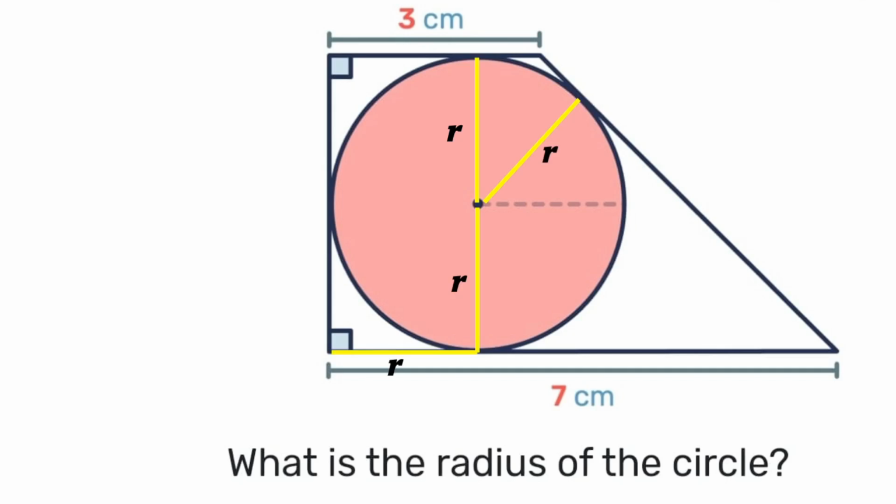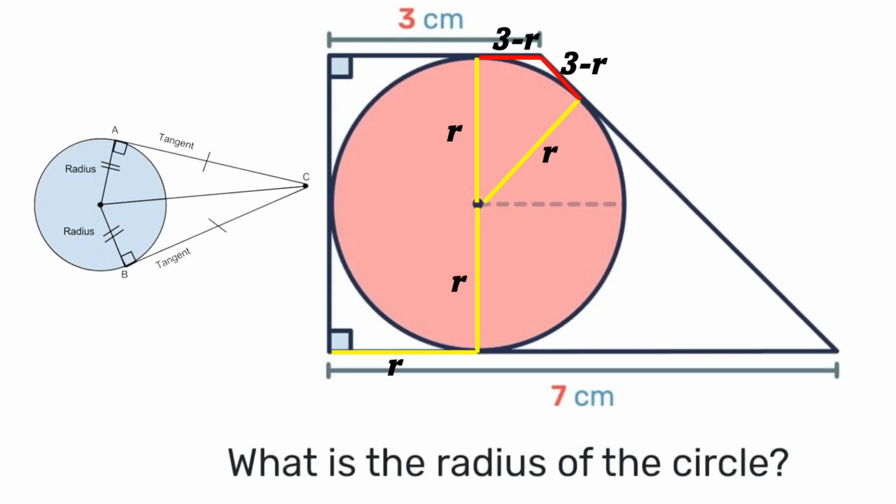Next, let's see, at the top, that distance there, what will that be? Well, if the entire distance is 3 and on the left is r, that distance will be 3 minus r. This little distance in red will also be 3 minus r. Why is that the case? Well, according to our circle theorem, any two tangents to a circle that start from the same point are going to be equivalent to each other. So both of those are 3 minus r.